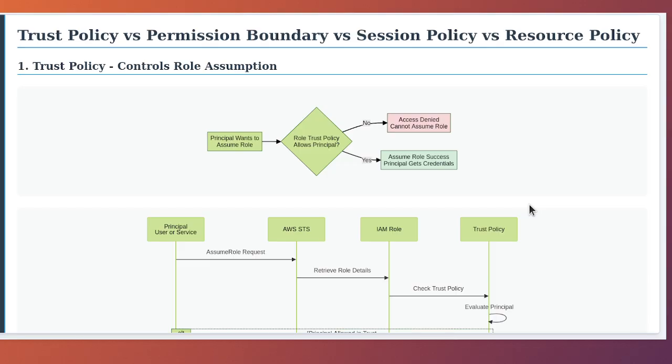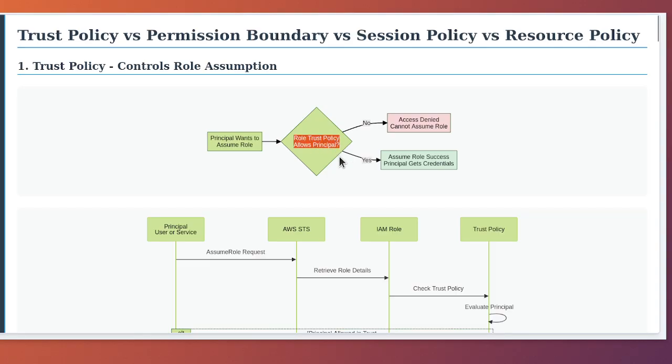Let's start by examining the first flowchart diagram, which shows the trust policy flow. Trust policies control who can assume a role in the first place. At the top, we have the principal node representing any entity that wants to assume a role, such as a user, another role, or an AWS service. An arrow flows from principal to a decision diamond labeled role trust policy allows principal. This is the first gate that must be passed.